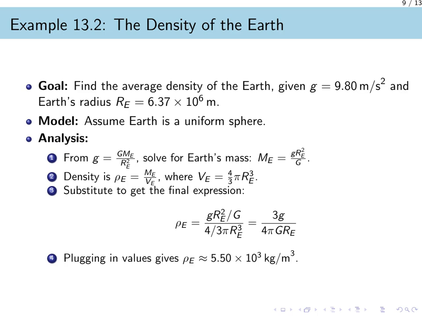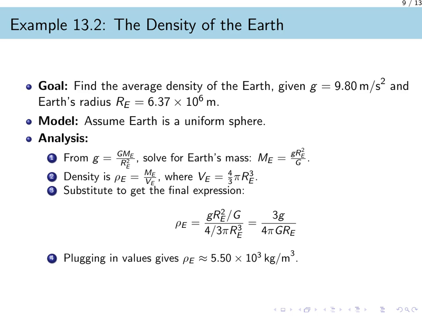This example demonstrates how we can use our knowledge of gravity to calculate a fundamental property of our planet, its average density. The key idea is to combine the formula for gravitational acceleration with the basic definition of density. First, we begin with the equation for the acceleration due to gravity at the Earth's surface, which is g equals the gravitational constant G times the Earth's mass, m sub e, all divided by the Earth's radius r sub e squared. We can algebraically rearrange this to solve for the mass of the Earth.